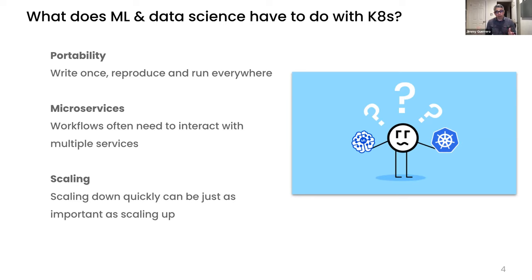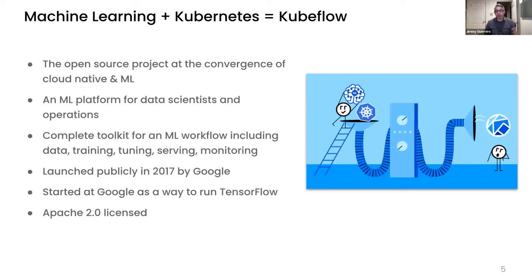So those are three reasons why you should consider running your data science and machine learning workflows on top of Kubernetes. So what if that all sounds good on paper? Where does the rubber meet the road? Well, when machine learning and Kubernetes come together, the logical output is going to be Kubeflow, right? With the idea being that Kubeflow is a complete toolkit, right? So here we're not talking about Kubeflow as a point solution.